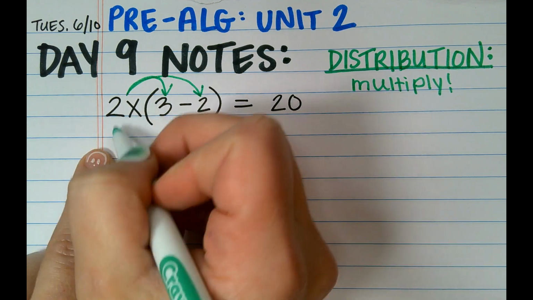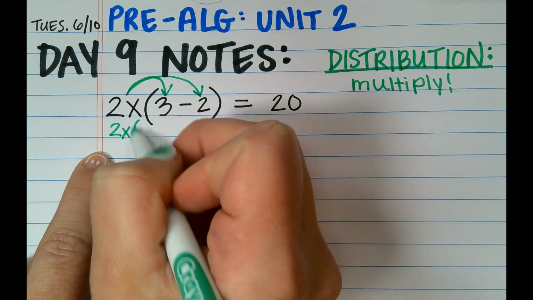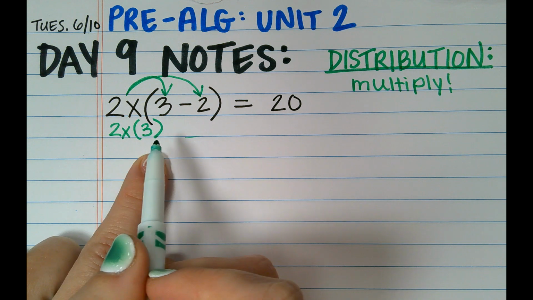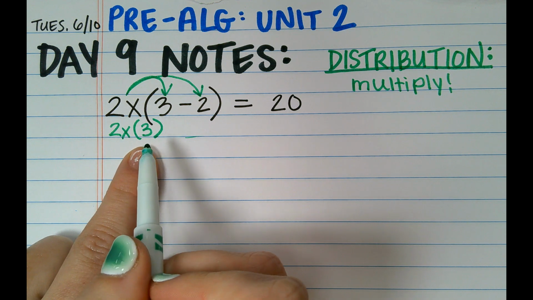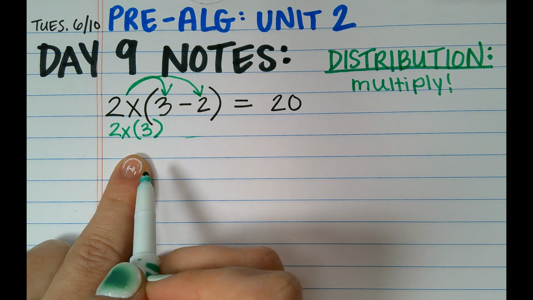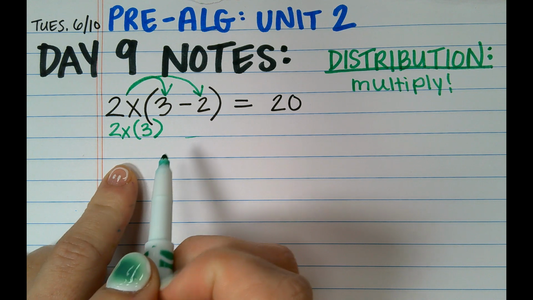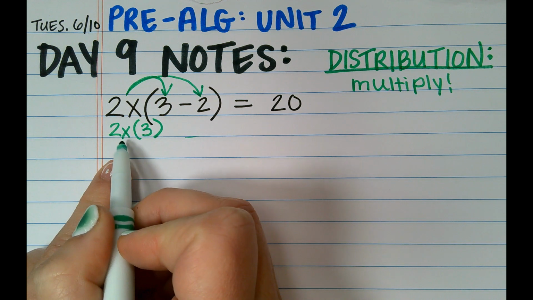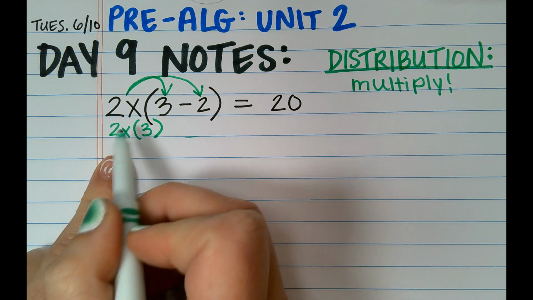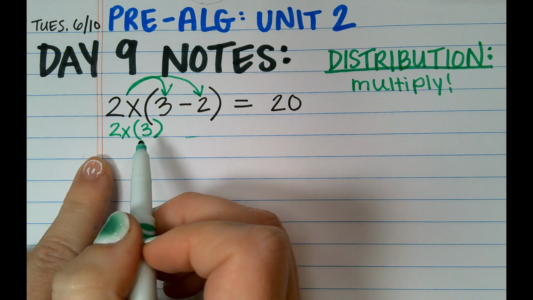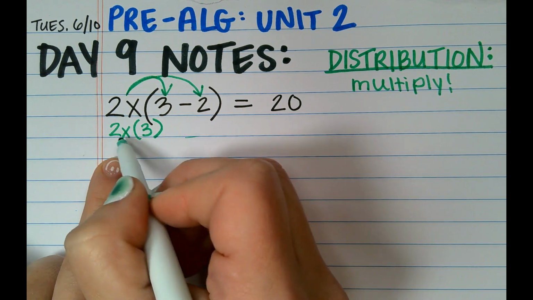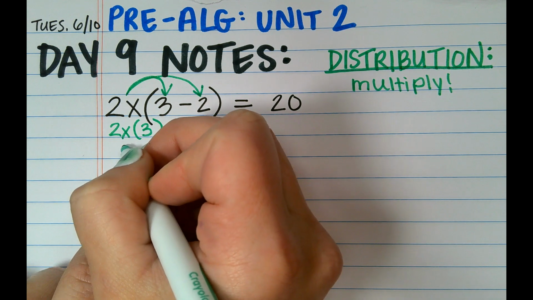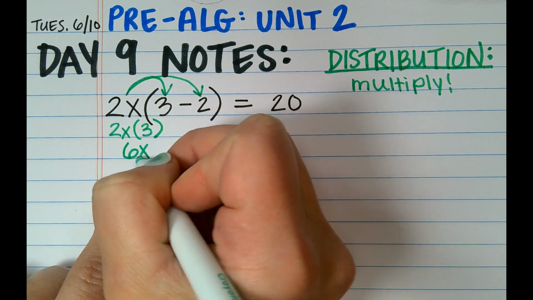What would 2x times 3 be? 6. 6 what? 6x. This is another tricky part. We need to make sure that if I am multiplying a number with a variable, that variable is going to stay there. 2x times 3 means I'm taking 2x 3 times. That's going to be 6x.